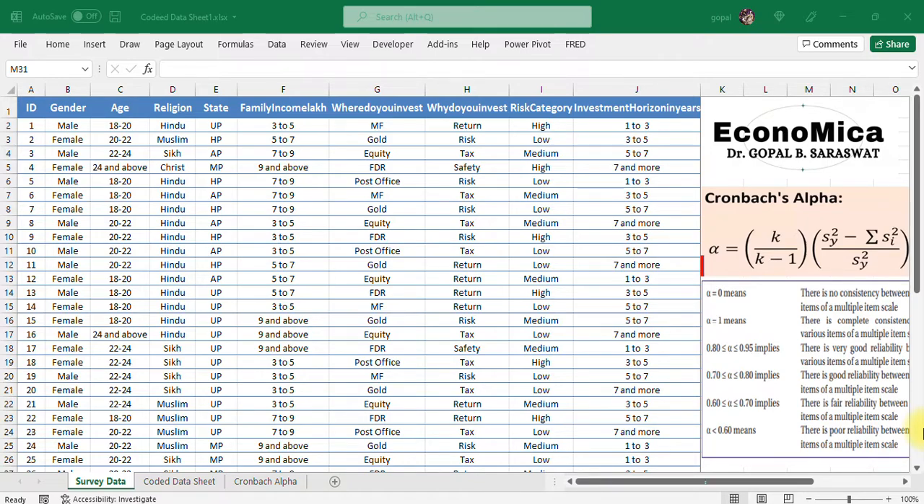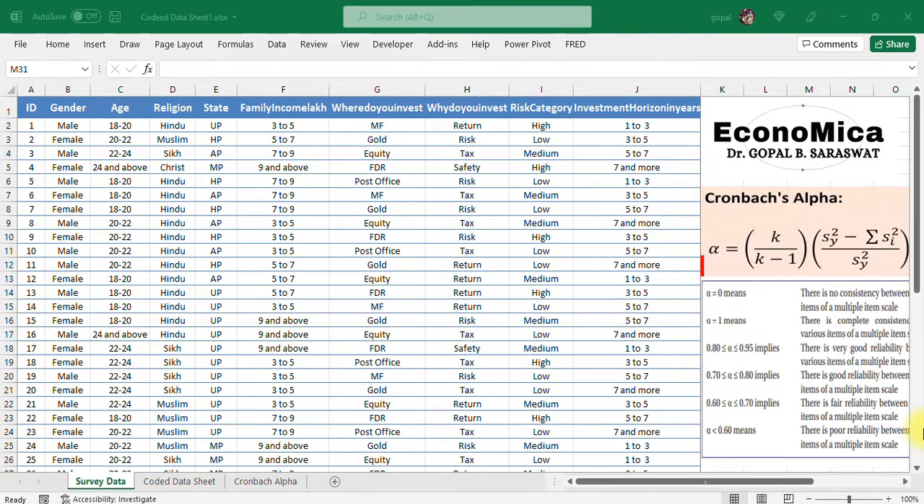Today, the topic for discussion is Cronbach Alpha, which is a measure of reliability analysis, and it is very important. I already discussed its importance and why it is required to calculate in a questionnaire. Once you get a response, you conduct a pilot study and calculate reliability to know whether your questionnaire is reliable or not. So you can check out my video on reliability versus validity for knowledge and information.